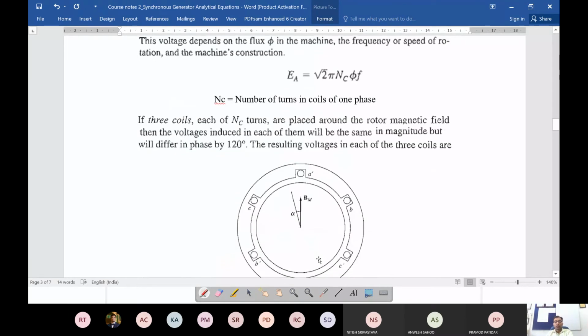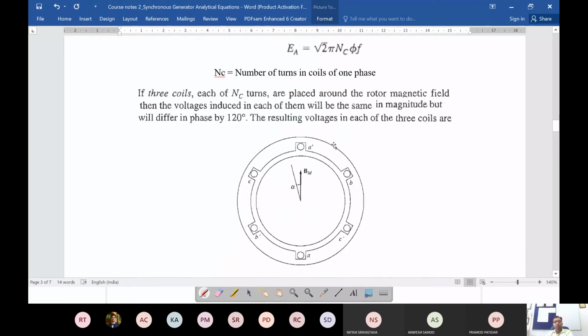For illustration purposes, it shows 3 coils, again AA dash, BB dash, and CC dash. These are the 3 coils, and each coil has NC number of turns. So the AA dash coil has NC turns, BB dash also has NC turns, and CC dash also has NC turns. Each coil corresponds to 1 phase. The 3 coils, each of NC turns, are placed around the rotor magnetic field, and as the rotor rotates, voltage will be induced in each of them.